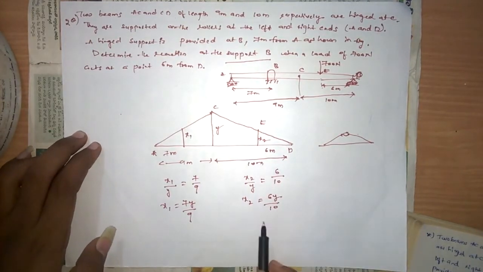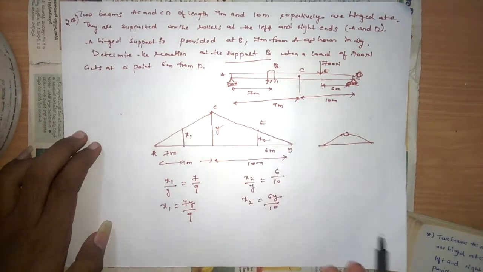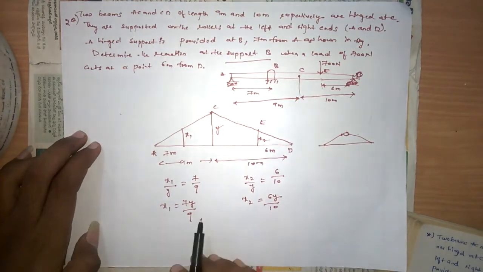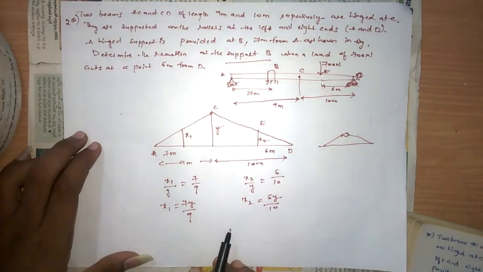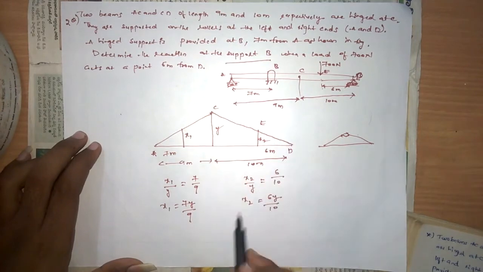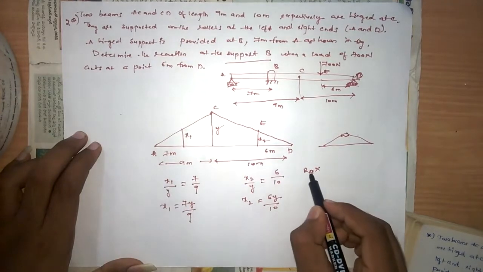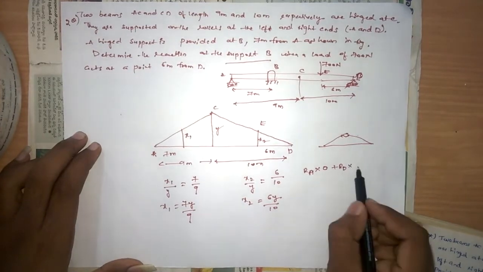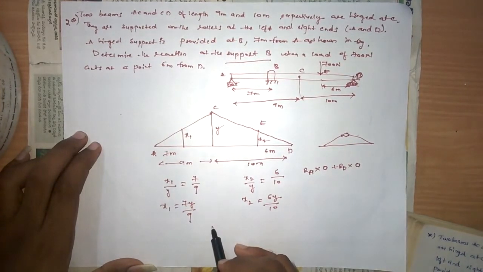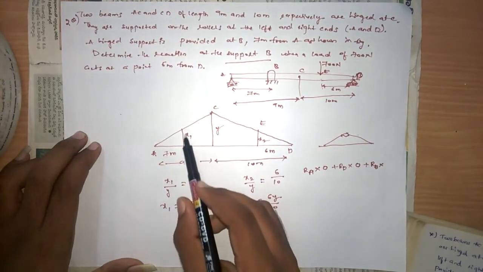Is this clear? Next, we are asked to find the reaction RB. In the previous case we considered the reactions separately, but now we can solve directly. Considering the reactions acting: RA into its displacement, which is 0, so RA into 0. Next, plus RD, where the displacement is 0, so RD into 0. And next, we consider the reaction RB: plus RB into X1, the displacement at B.